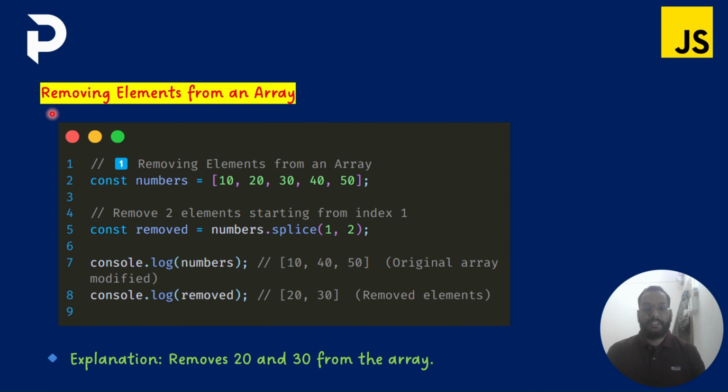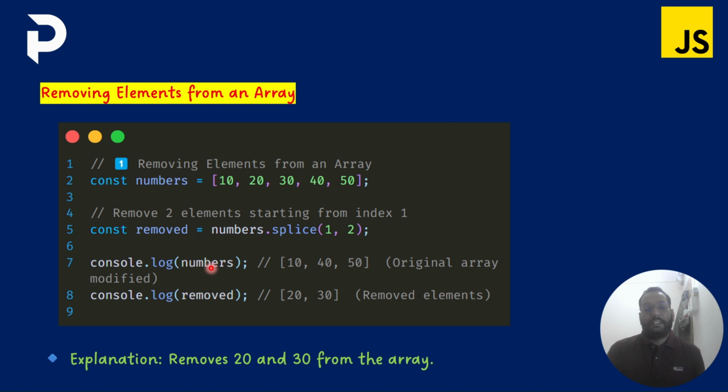So here we have our first example. In this example we are going to remove elements from an array. We have a variable numbers, which holds an array of numbers, and now we are going to remove some items from it. We apply the numbers dot splice method and we pass 1, because we start removing from index 1, and then we remove two digits from there.